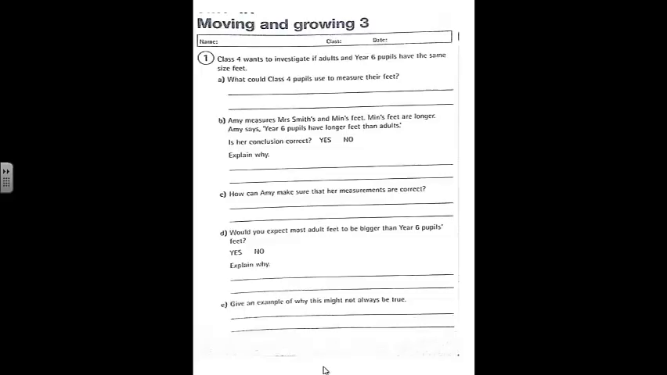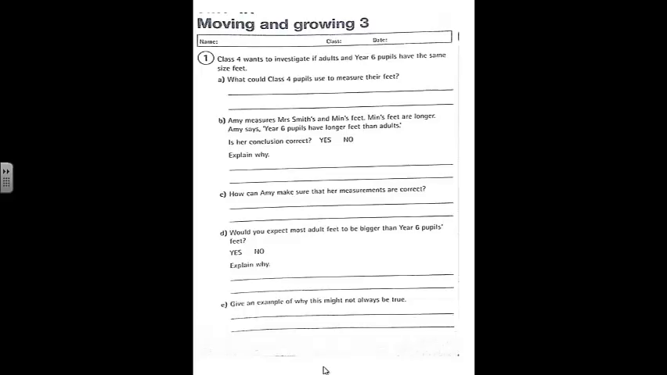Amy says year 6 pupils have longer feet than adults. Is her conclusion correct? No. Explain why. Because she needs to compare more than 2 persons. She can't write her conclusion with regard to only 2 persons. She must use more than 2 persons.